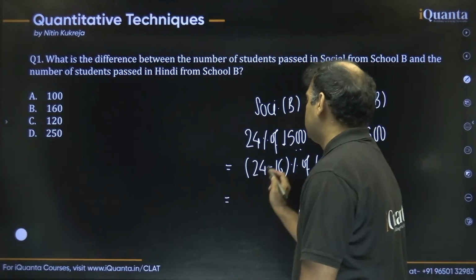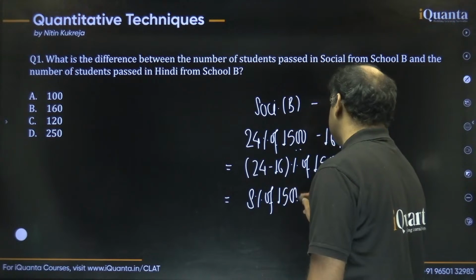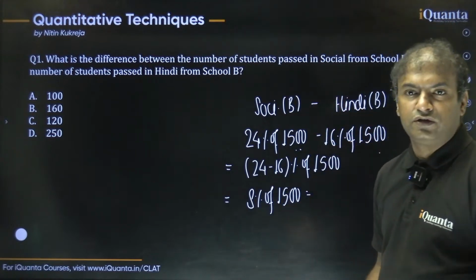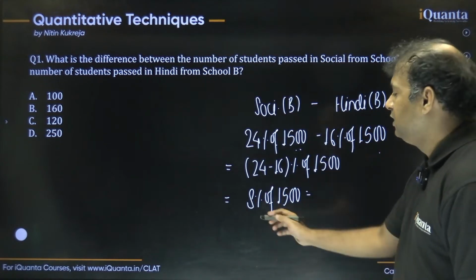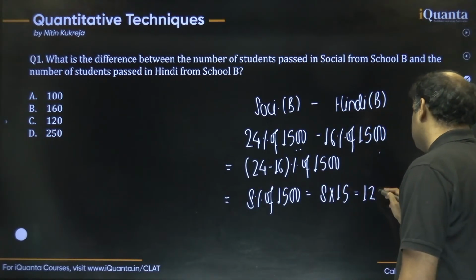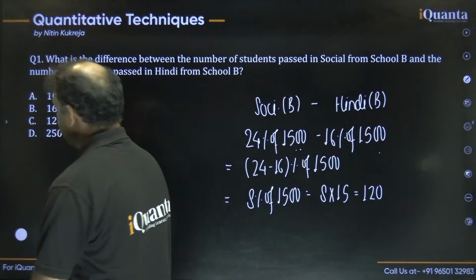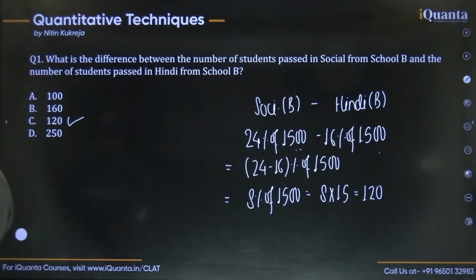Simple. And 24 minus 16 is basically 8 percentage. Now 8 percentage of 1500 is how much? See, 1% of 1500 is obviously 15, simple. So 8 percentage must be 8 into 15, and then it has to be 120, simple. 120 means option C has to be the best option which we have. Alright guys, so this is how we can do that, simple.